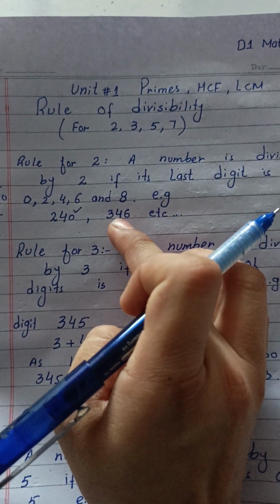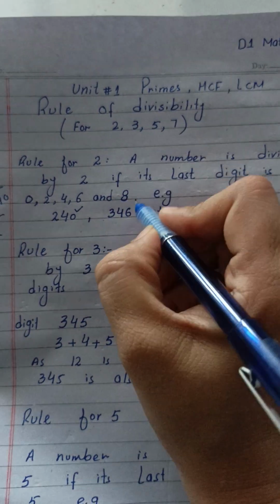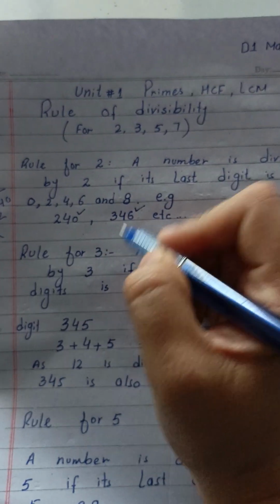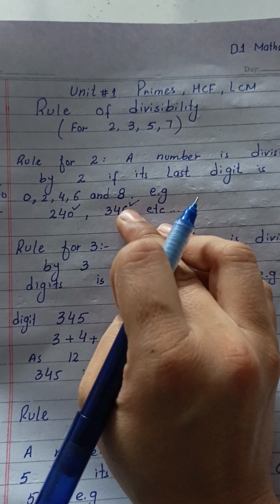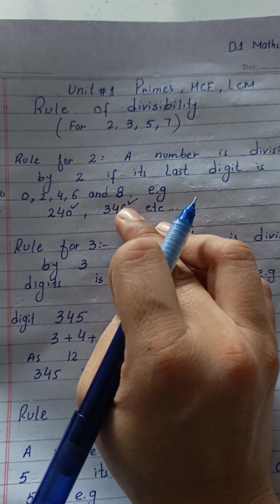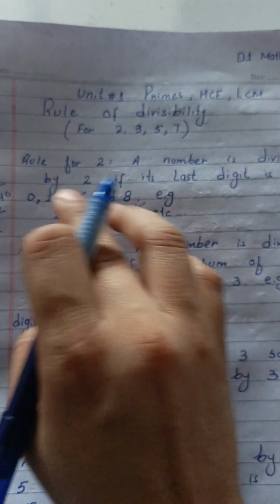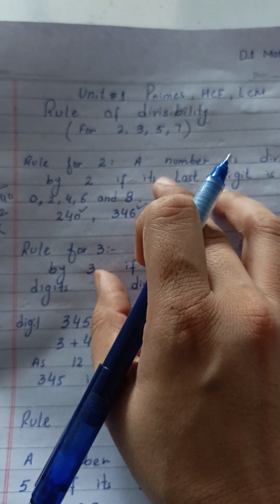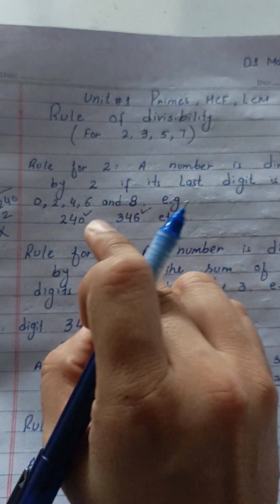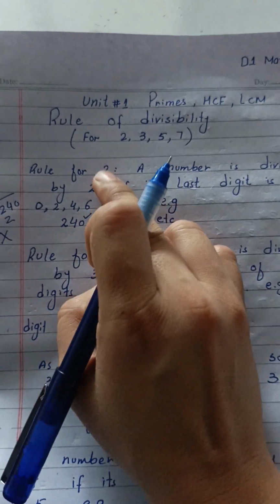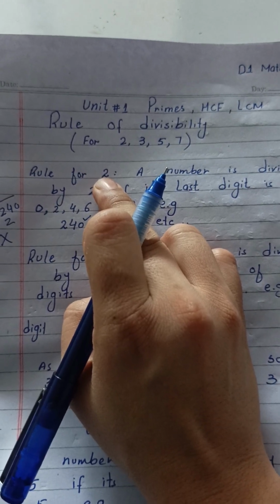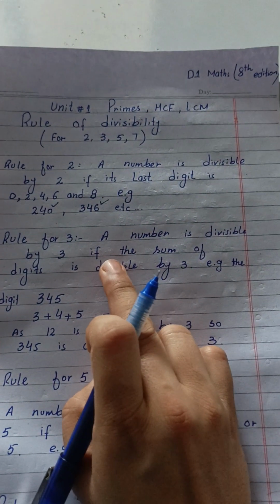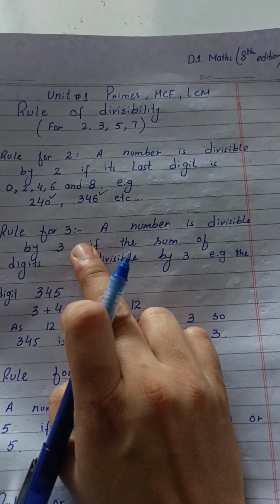Similarly, next number 346, you have to check the last digit is 6. It means 346 is divisible by 2 because the last digit is an even number, that is 6. 0, 2, 4, 6 and 8, all these are even numbers, right? So last digit should be an even number for the divisibility on 2. Clear? Okay, next is rule of divisibility for 3.